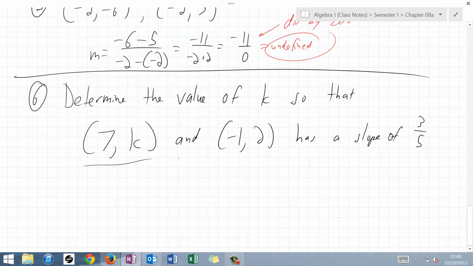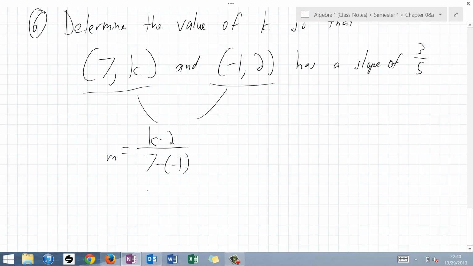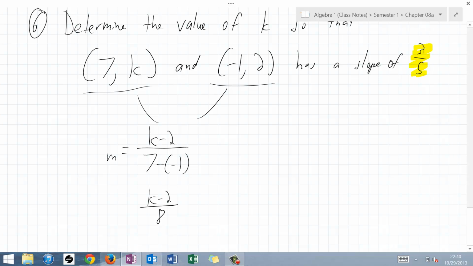We want to calculate a slope with this point and this point. I'm going to take the numerator, or take the y's: k minus 2 over 7 minus a negative 1. And that's my slope. If I simplify that, I get k minus 2 over 7 plus 1, or 8. That's my slope. But wait a minute, that's my slope. They're both my slope, and they're both equal to each other.